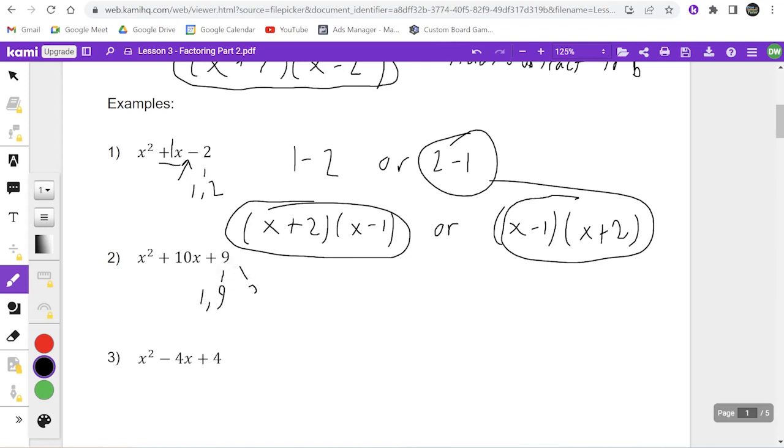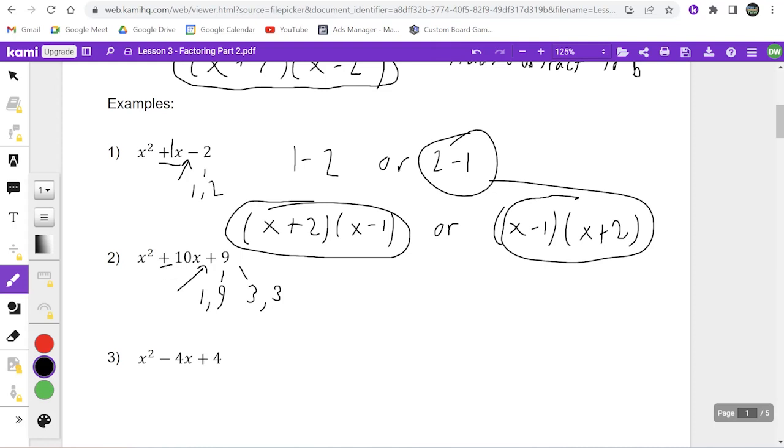We've got 1 and 9, and we've got 3 and 3. And we also know that since this is positive right there, it means they're either going to both be positive or both be negative. And why could it both be negative? Because isn't a negative times a negative a positive? So yes, it's either both positive or both negative.